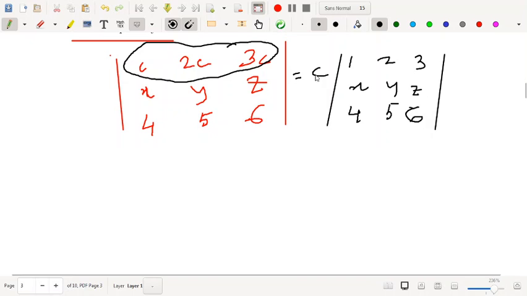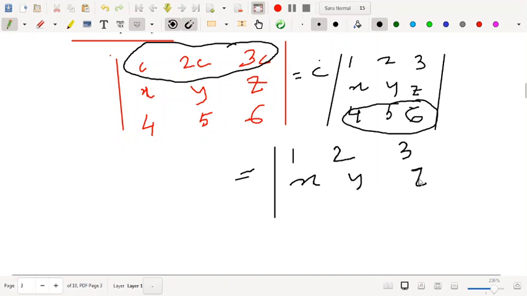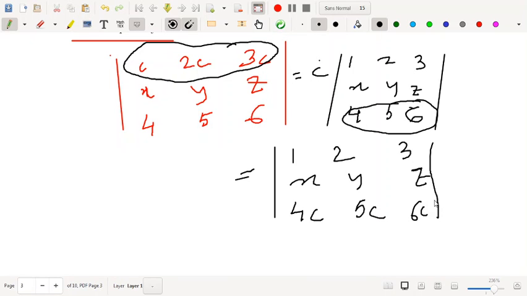Suppose from here I want to insert this C to the third row. Okay, that can be done. We can do that very easily. Suppose x, y, z and 4c, 5c, 6c. Clear? So this is in your hand actually. According to your problem, you can use your operations or your properties.